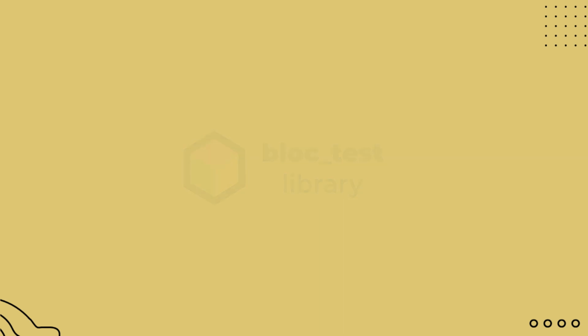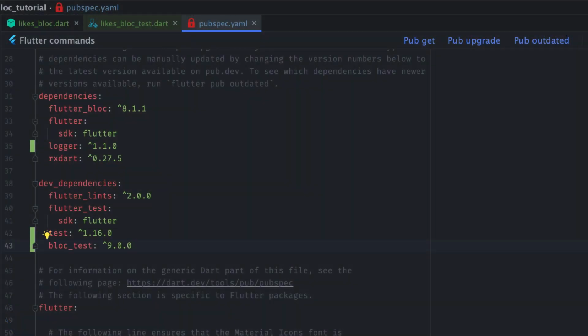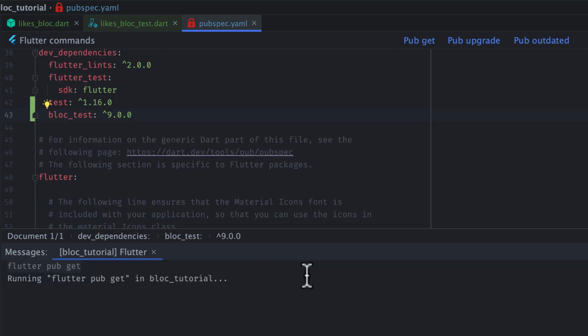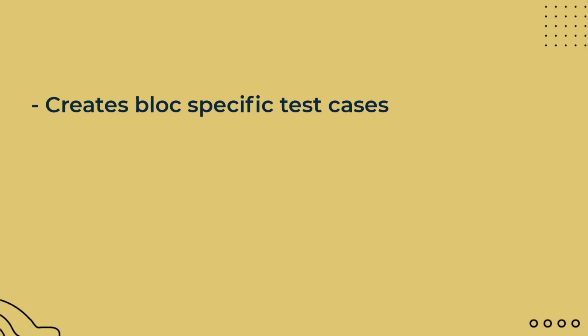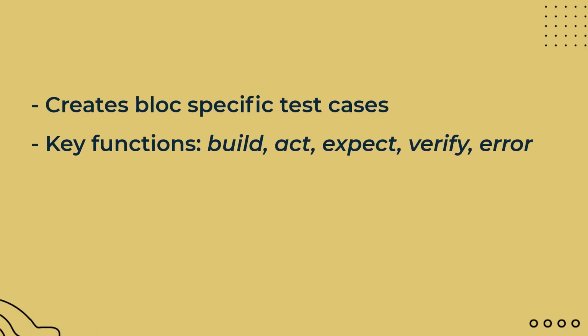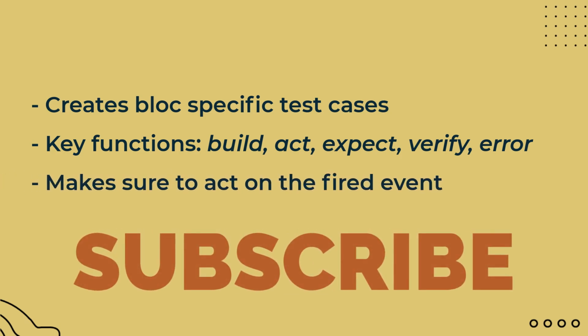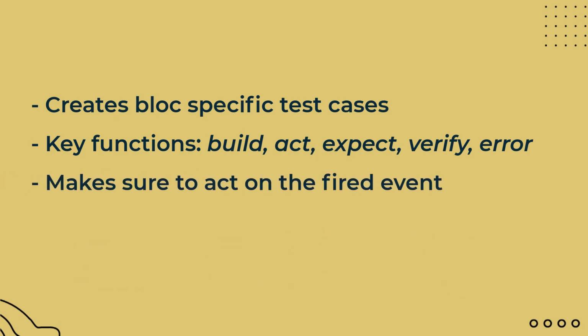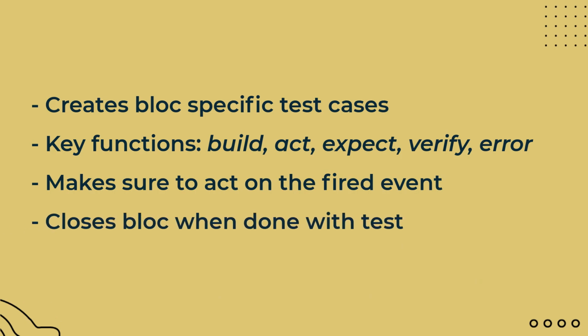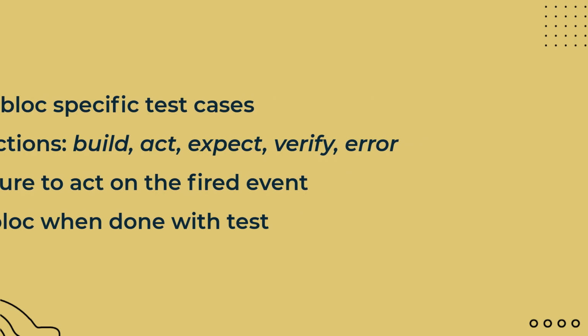For that, you will need to add bloc_test as a dependency in the pubspec.yaml file and update dependencies. Why do we need this library? This library creates Bloc specific test cases. It provides some key functions for you to use when you test Bloc like act, expect, seed, verify, etc. It makes sure that once you have acted on Bloc, that is, you have fired an event, a state is always emitted. Once it evaluates the expect action, it closes the Bloc so you don't have to do it.